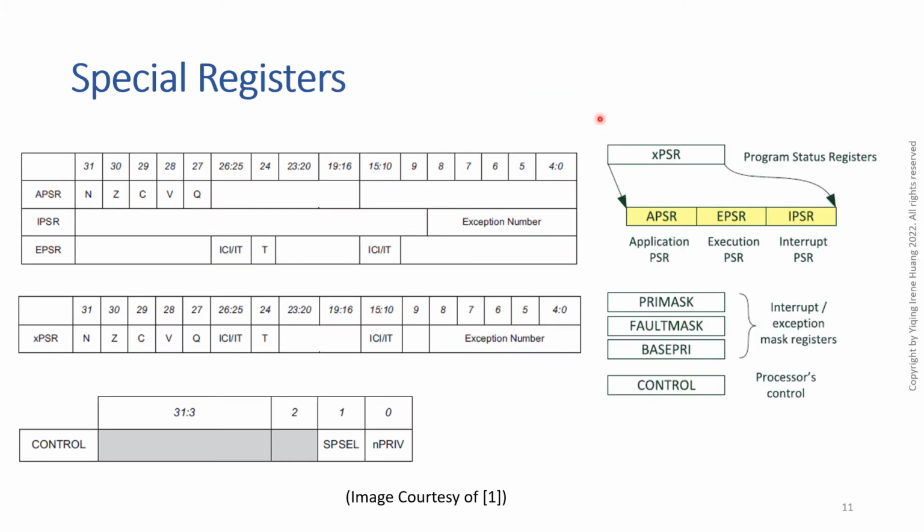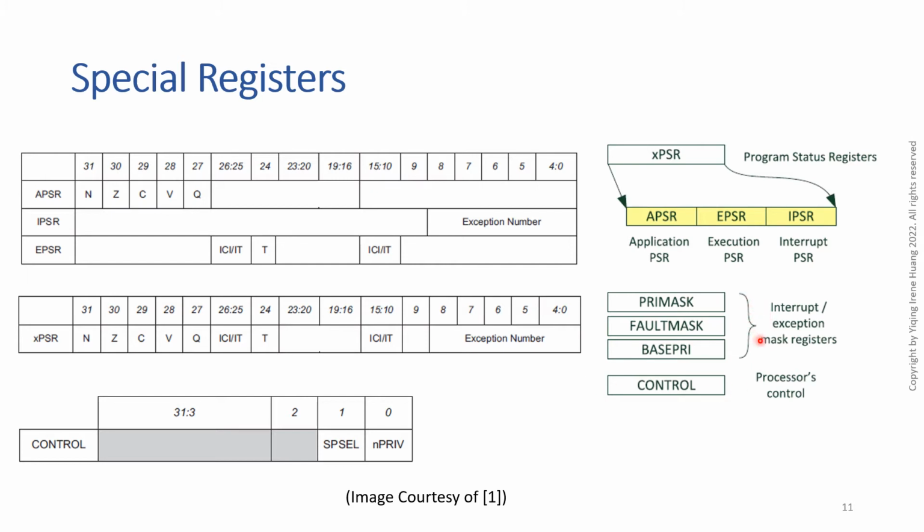So there is a set of special registers. This is what we call the XPSR, or the program status registers. It contains three registers: the application PSR, the execution PSR, and the interrupt PSR. But they are mapped into one single 32-bit word so that we can access all three registers by just accessing different fields, different bits, in this 32-bit word. That's the program status register, very important, and it contains the context information of the processor.